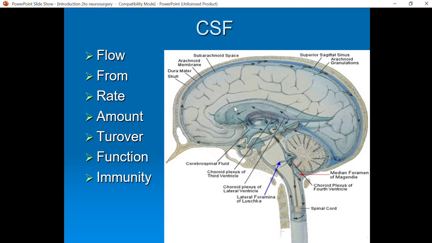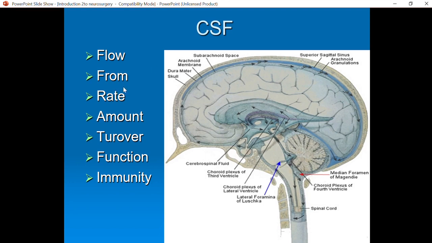From the lateral ventricle through the foramina of Monro to the third ventricle, to the aqueduct of Sylvius to the fourth ventricle, and then from the fourth ventricle through the foramina of Luschka and Magendie to the subarachnoid space, and then reabsorbed through arachnoid villi to the venous system.